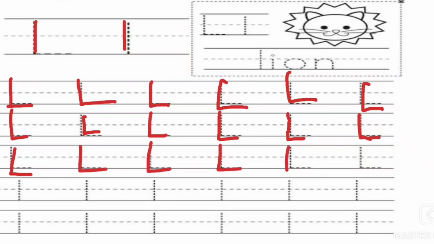L, L, L, small L, small L, small L, small L, small L.